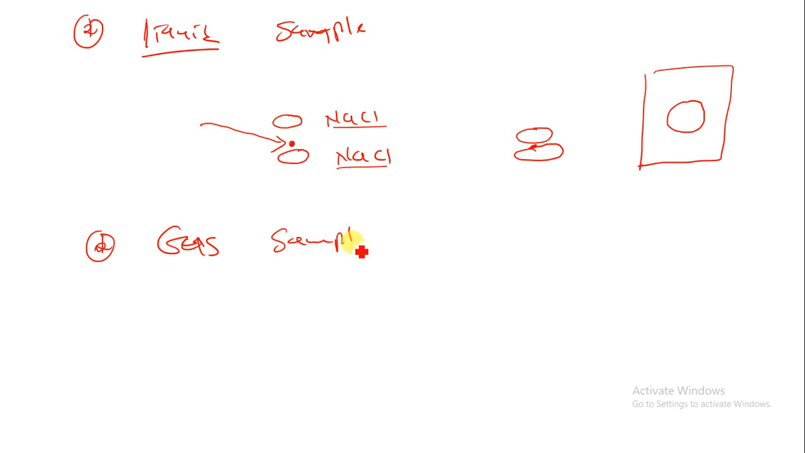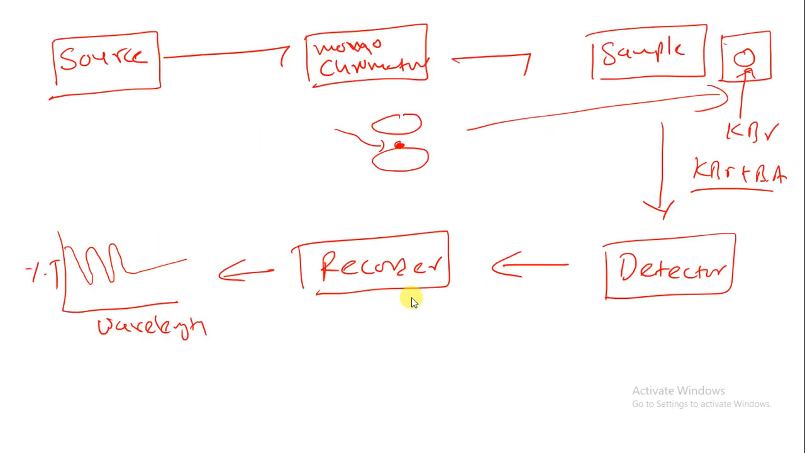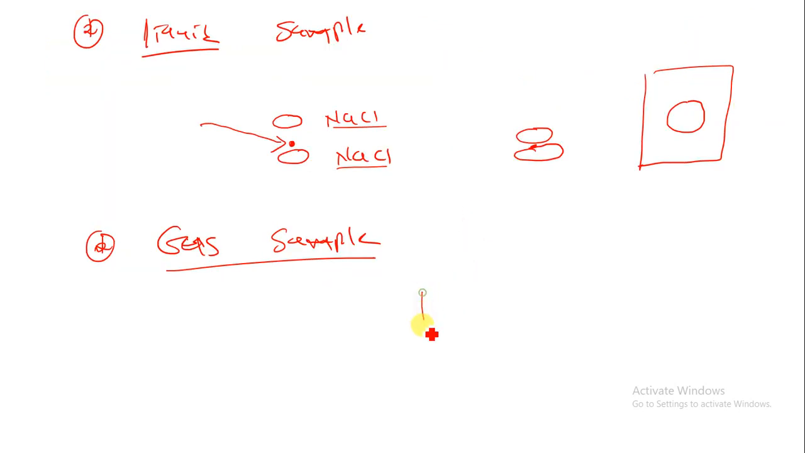If we are having a gaseous sample, then what do we have to take? We have to change the compartment. Okay, we have to change this compartment. In place of this compartment, what we have to take? We have to place, or we have to do, a coating of glass.